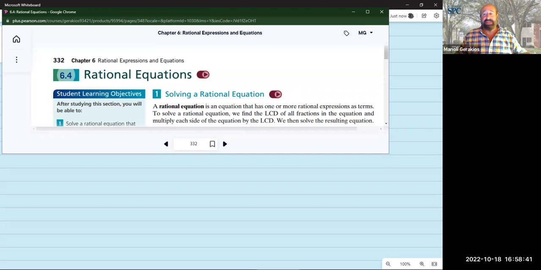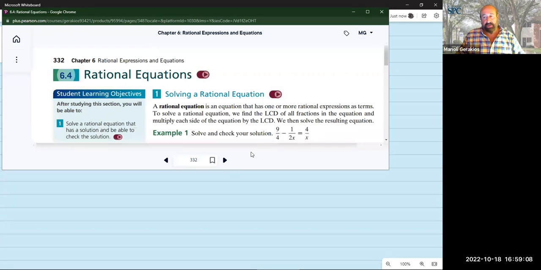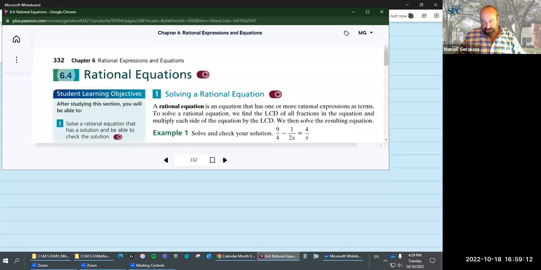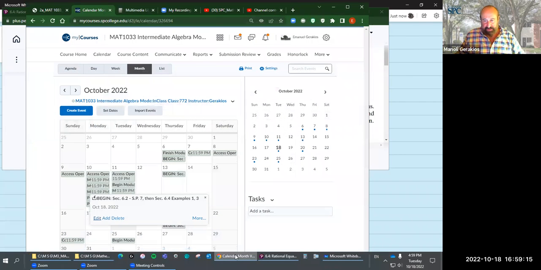An equation that contains rational expressions is called a rational equation. What we do is find the LCD of all the denominators from every fraction across the equation, left side and right side, and we multiply both sides, or you can say multiply every term, by the LCD that we calculate, and it'll clear the equation of fractions. So here's one example of that, and I want to make sure I'm following our plan. Yeah, let's do examples 1 and 3.